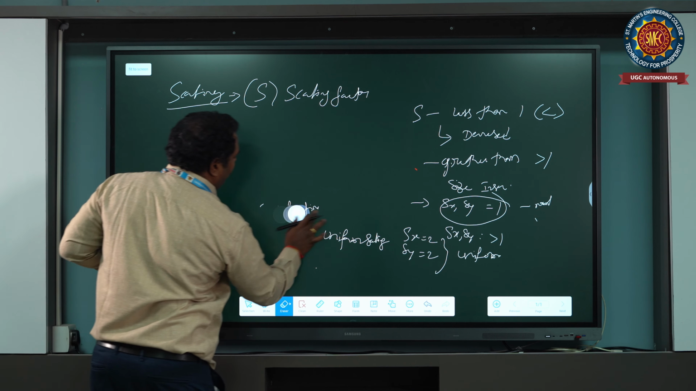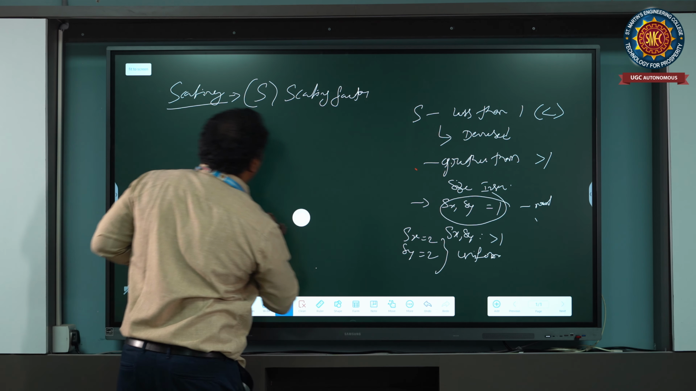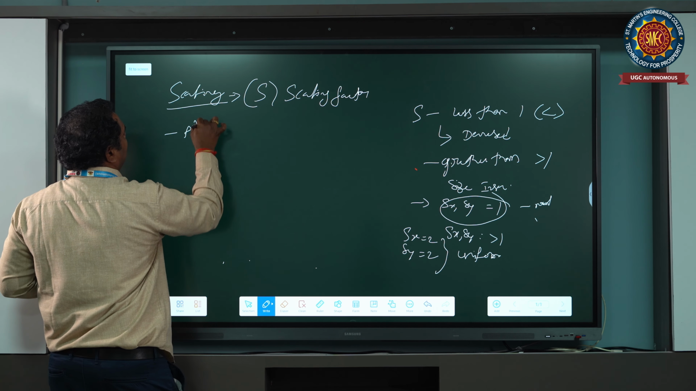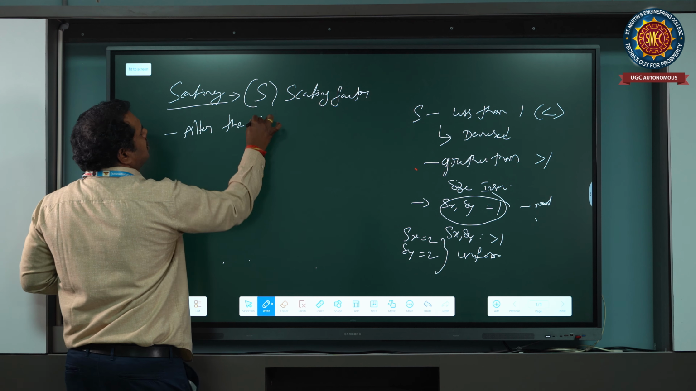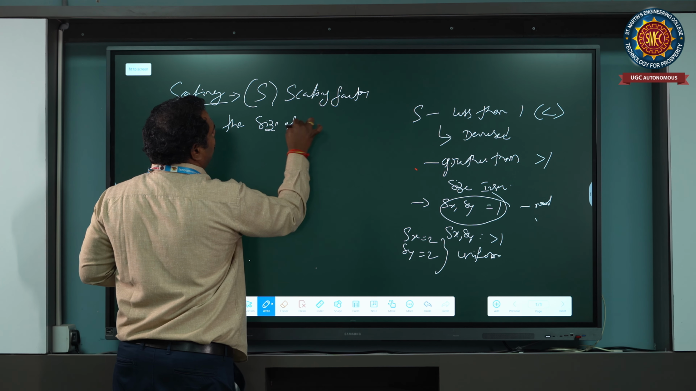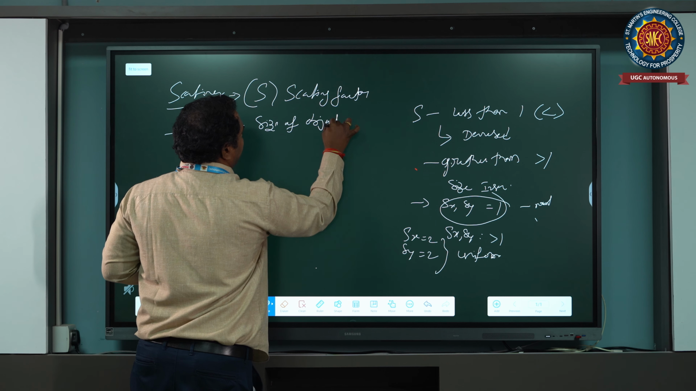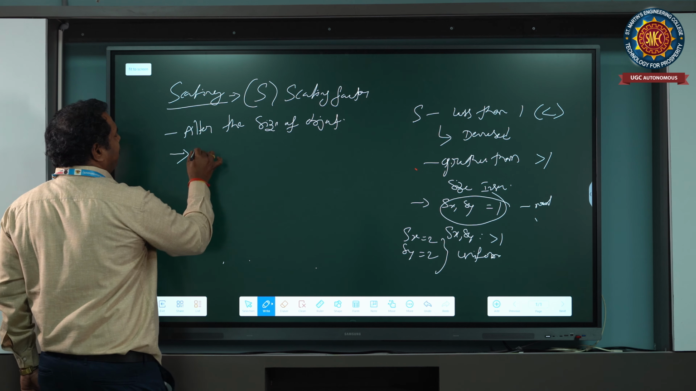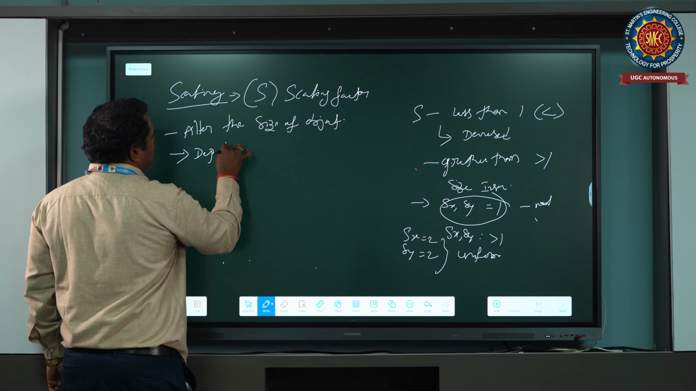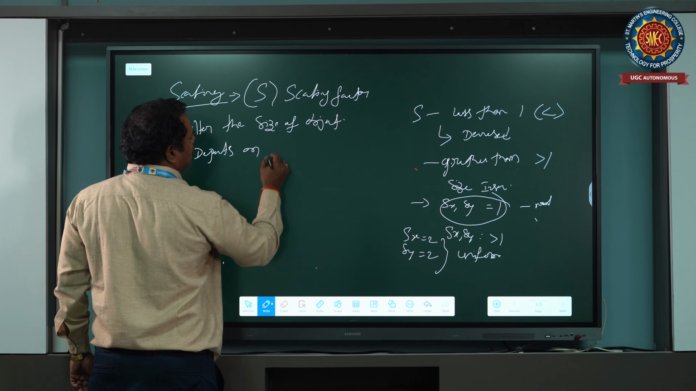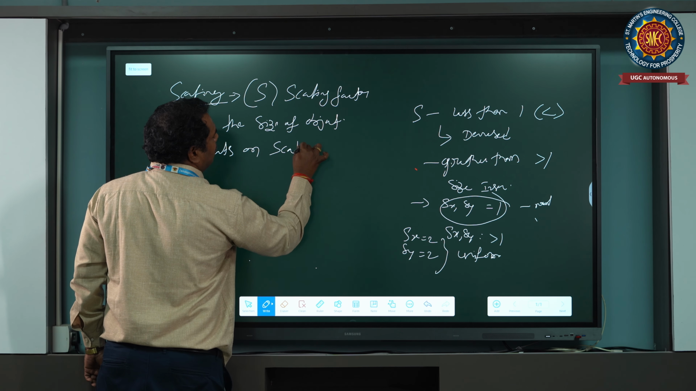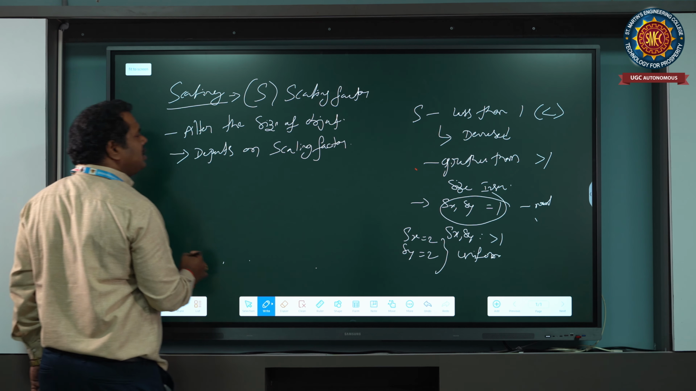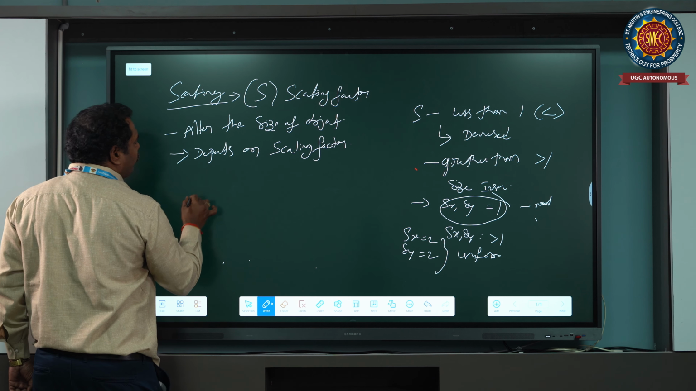Then here we are taking an example, and we need to find out the matrix representation form. Scaling majorly alters the size of an object. What does it depend on? It depends on the scaling factor. Here we need to find out.